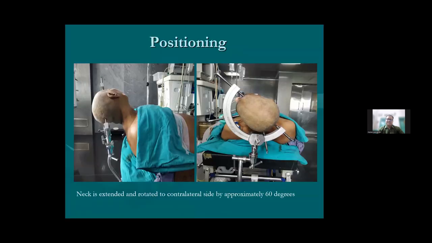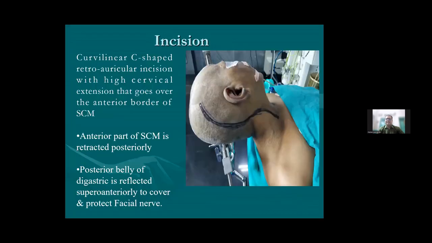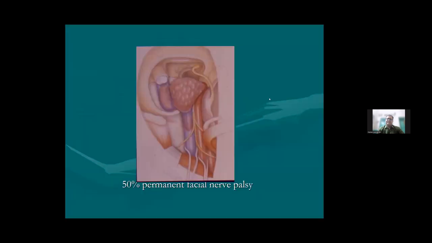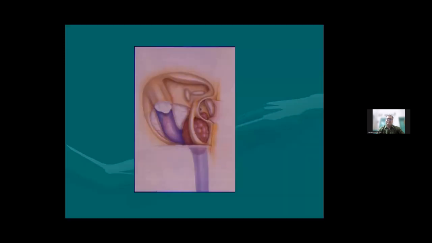And this is how the patient was positioned. And this is how the incision is done when we plan a craniocervical approach to expose both the cervical part as well as the intracranial part. We do a posterolateral approach without mobilizing the facial nerve to prevent facial nerve palsy. We save the facial nerve in the canal.